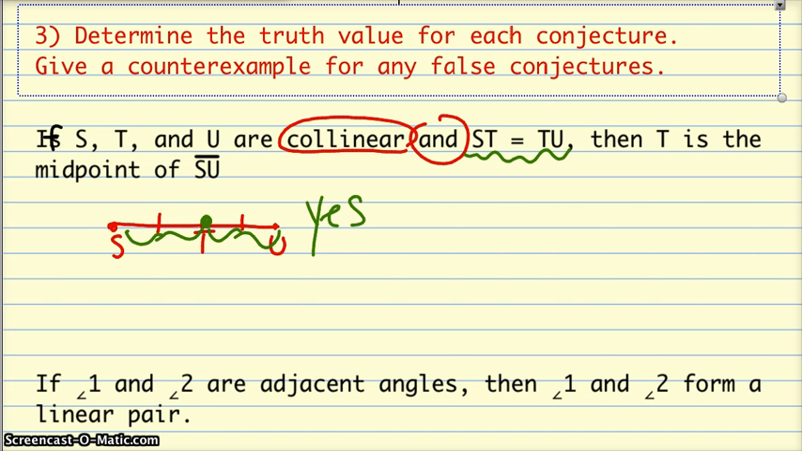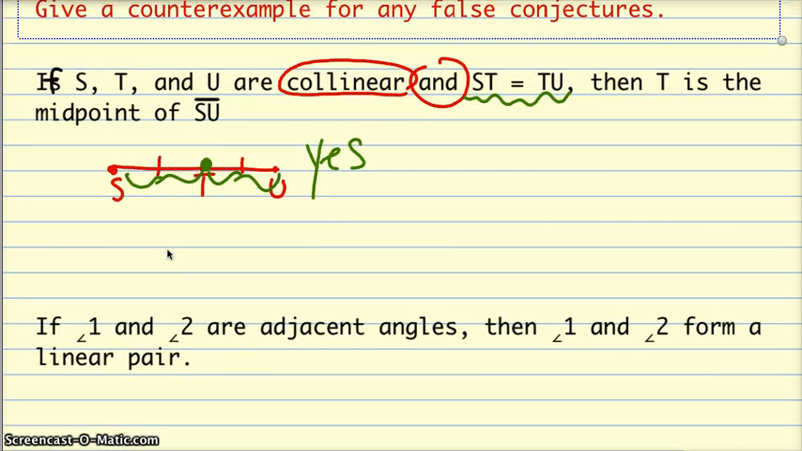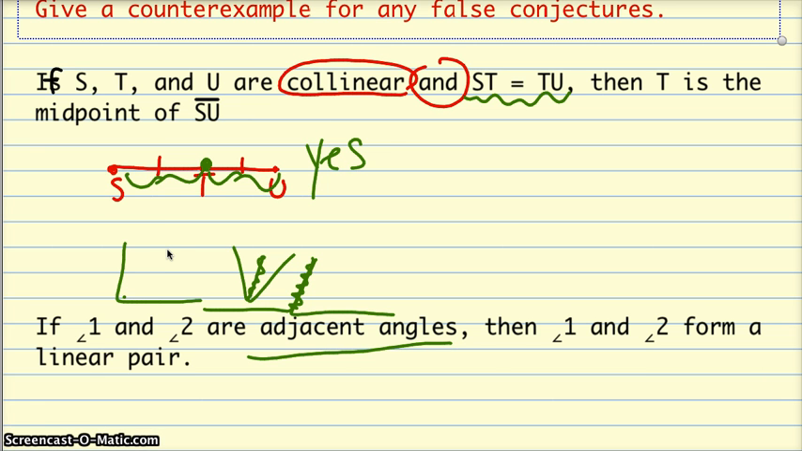The second one says if angle 1 and angle 2 are adjacent angles, then angle 1 and angle 2 form a linear pair. Here you do have to have an understanding of the vocab. Adjacent angles mean side by side, meaning that they have an arm in common. Here would be adjacent. There's another example of adjacent. Here's an example of adjacent where two angles have an arm in common. So if angle 1 and angle 2 are adjacent, then angle 1 and angle 2 form a linear pair.